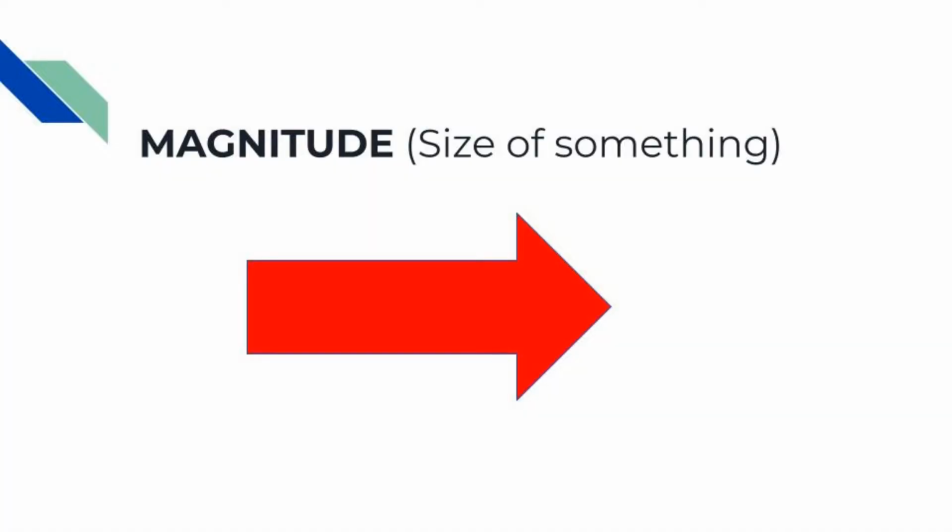An arrow has a magnitude. The magnitude is just the size of the arrow, and the size in this case is the length. An arrow also has a direction. In this case, it is directed to the right.